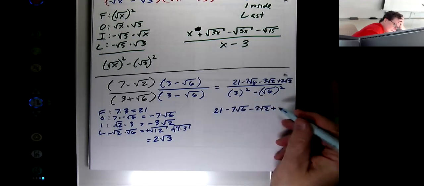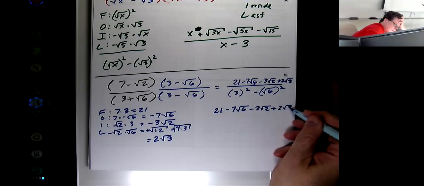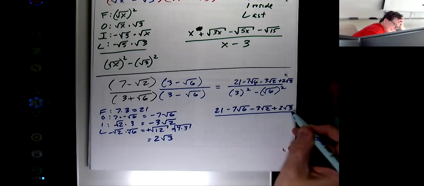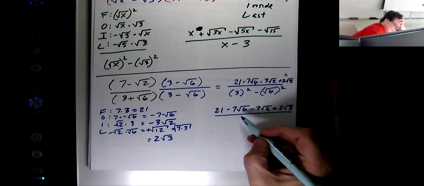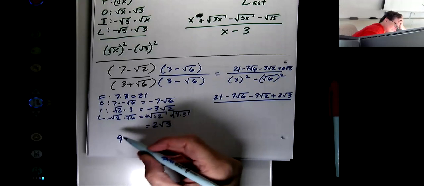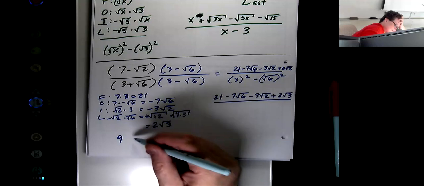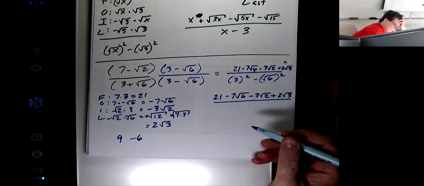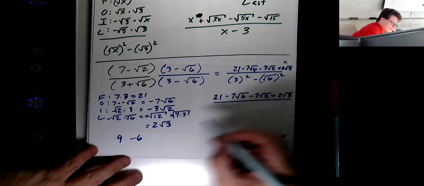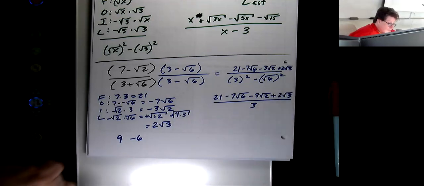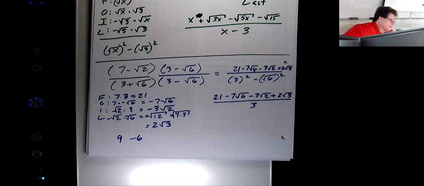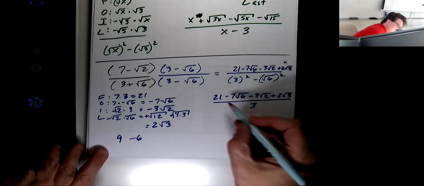This is what happens when the teacher makes up numbers as he's going. 3 squared is 9. And then square root of 6 squared is 6. So 9 minus 6 is 3. So we can break this up. We can divide 3 into the top, it doesn't always go evenly. But you gotta do it into each one.